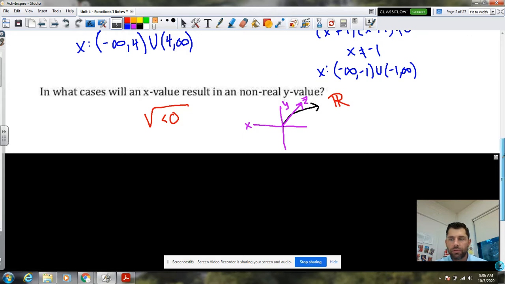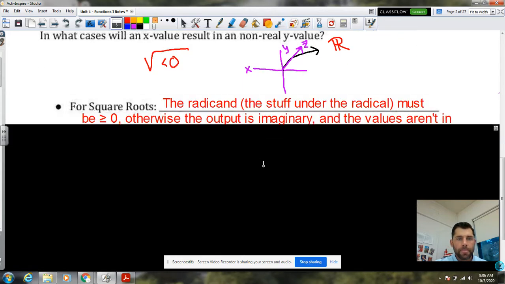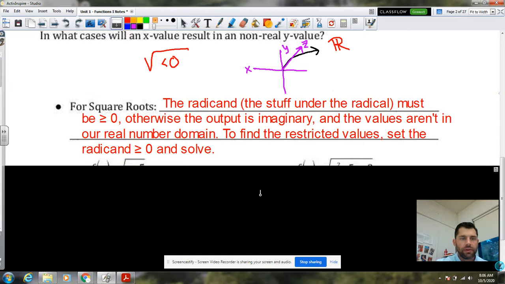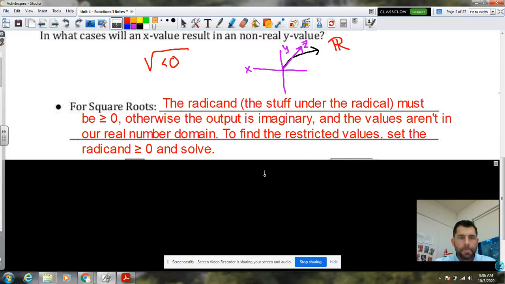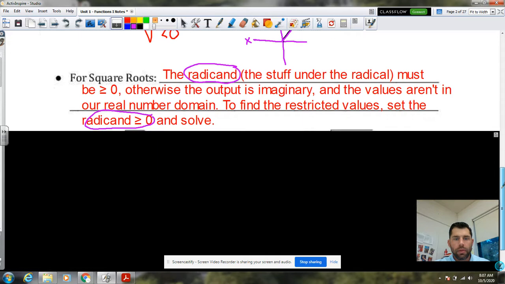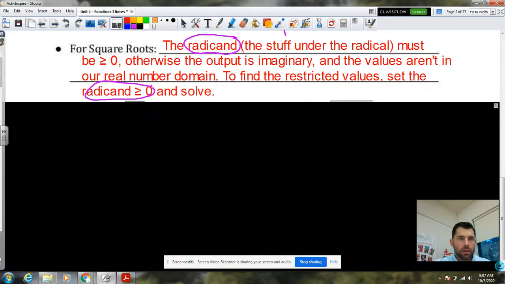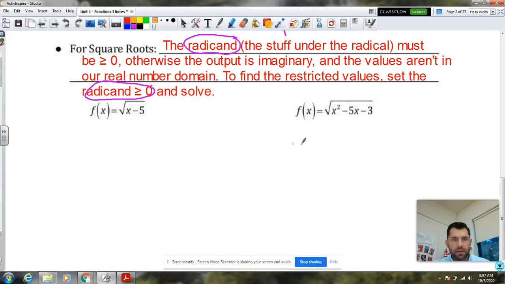But for now, we're just dealing with the real number domain, and that's why we have to restrict our domain for square roots. So new word there, radicand. Well, maybe not new, but it's the stuff under the radical. So to find the restricted values, so I guess to find what does work, maybe I worded that funny, but we're just going to set the stuff under the radical greater than or equal to 0 and see what we come out with. All right, so we'll do one or two of these.